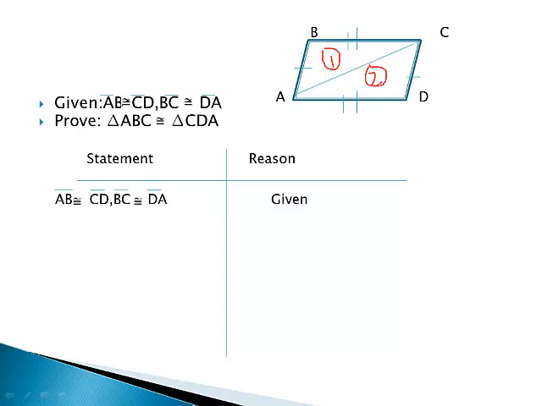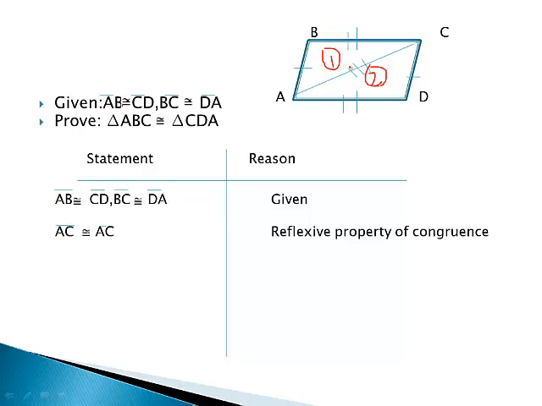So we label those, and remember to label those with different dash marks. I have AB and CD as one dash mark, BC and AD or DA as two dash marks. The next thing that I see is that these two triangles have a side in common. So I immediately can say that AC is congruent to itself because of the reflexive property of congruence. And I label them with three dash marks.